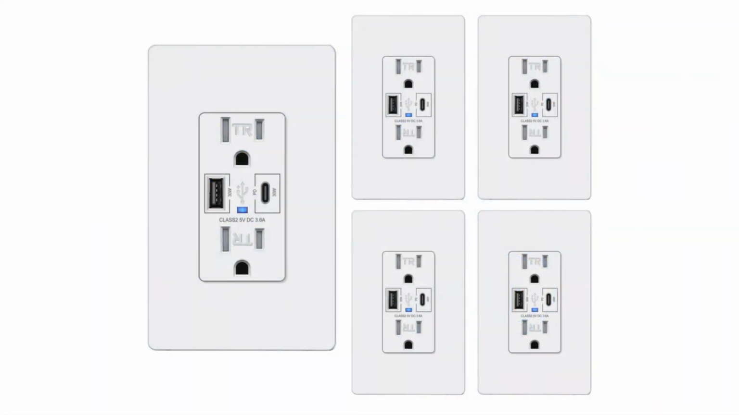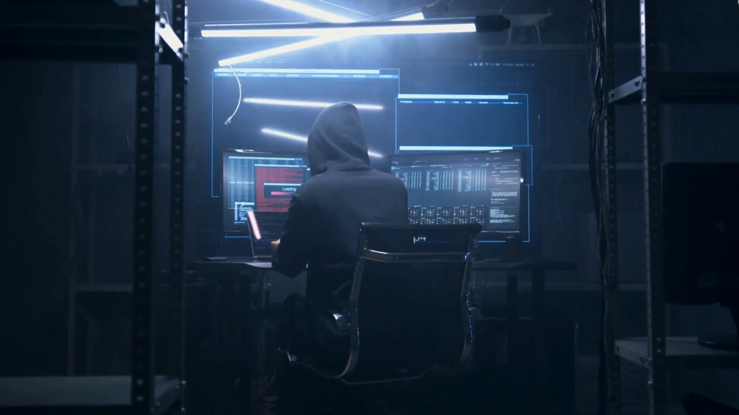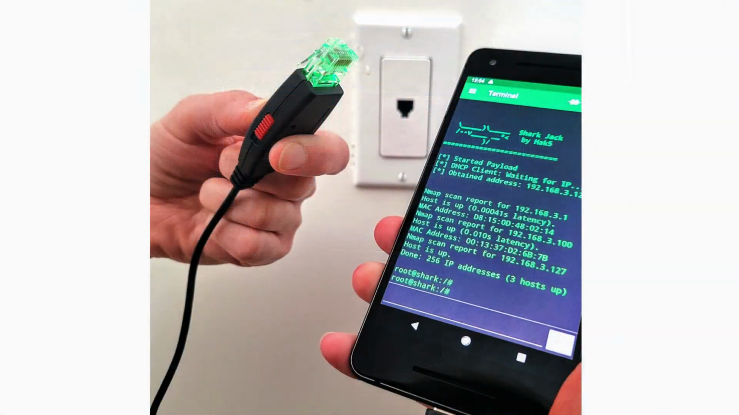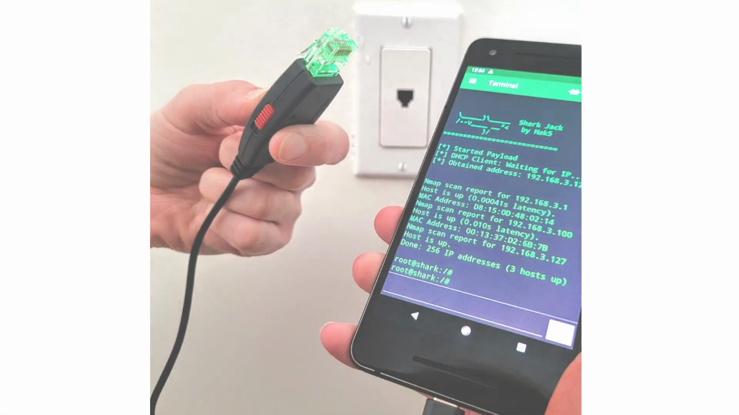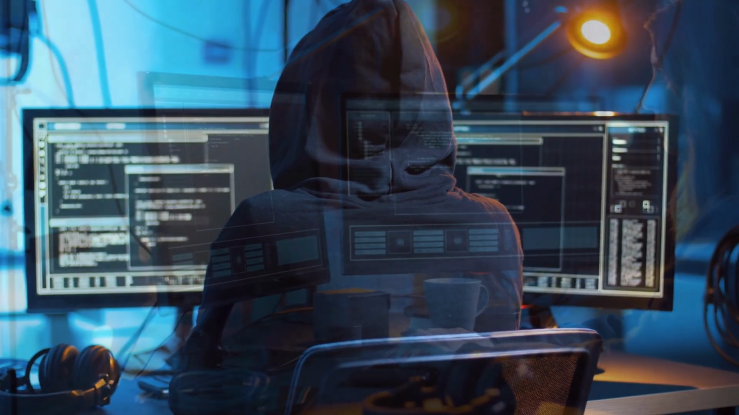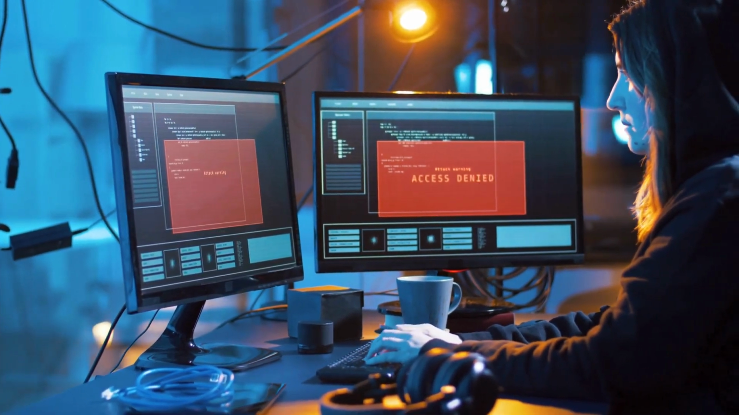So each switch you see in your house is an opportunity for a hacker to take over your network. And with a small tool like this ShackJack from Hak5, you can just plug it into the port, and within seconds, a Slack notification will be sent to the hacker containing all the network information they need.